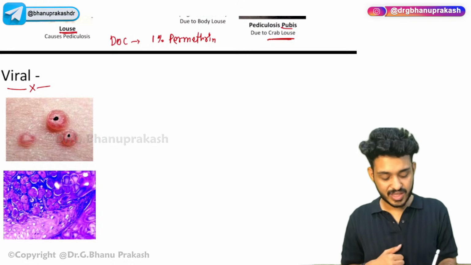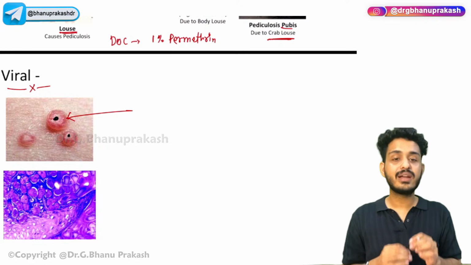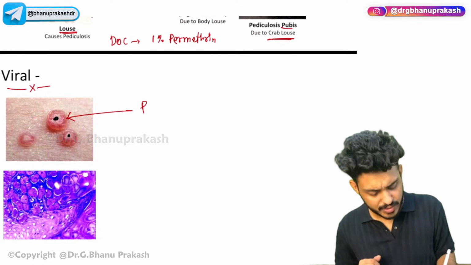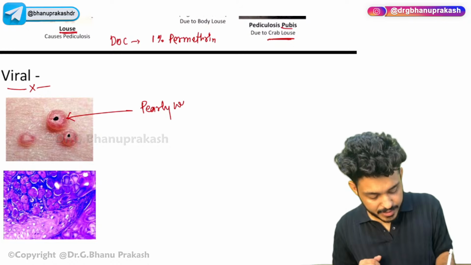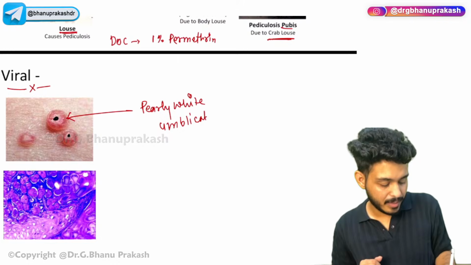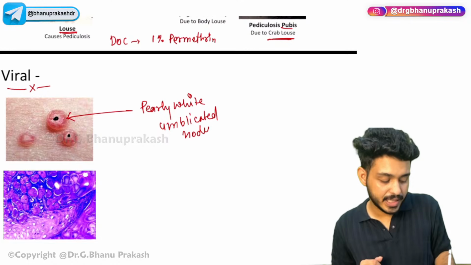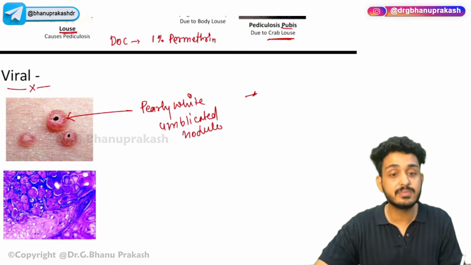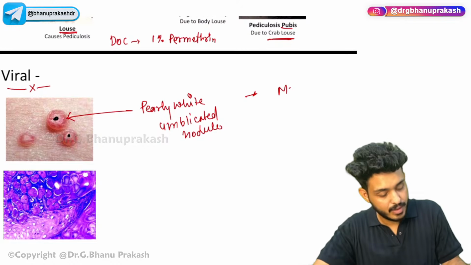Please try to answer what this is. Whenever you are looking at this particular image, this is a pearly white umbilicated nodule. Whenever you are finding a pearly white umbilicated nodule, your answer will be, bacho, what will be your answer? You will be marking it as molluscum contagiosum.